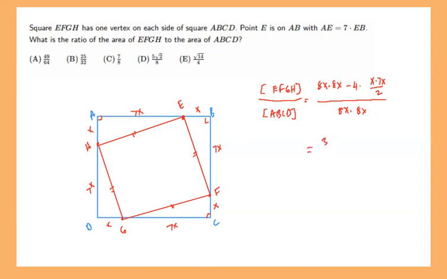So 64x squared, and then this will cancel. That will be 2 times 7, which is 14x squared, so 50x squared over 64x squared, which simplifies to 25 over 32. I hope that makes sense. So this was our first problem.